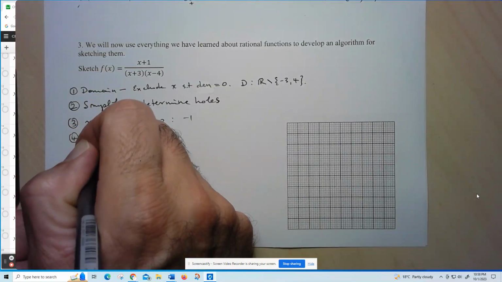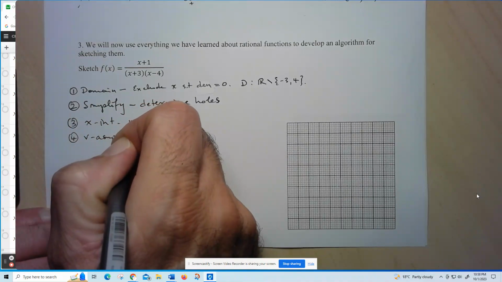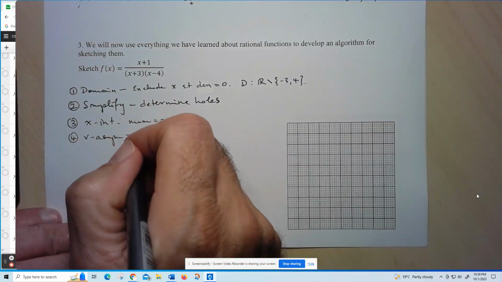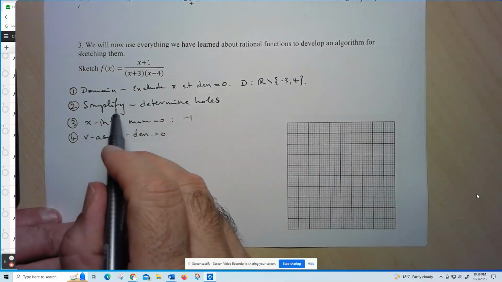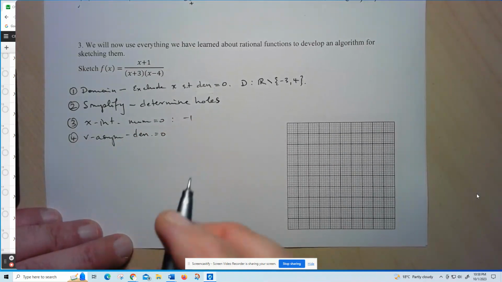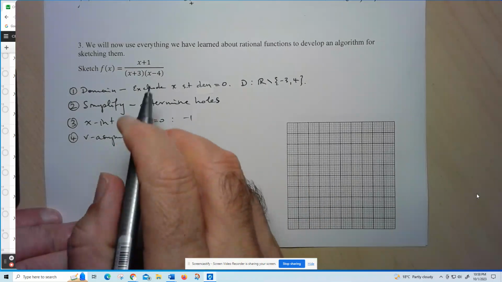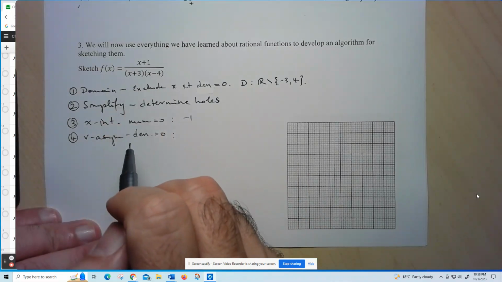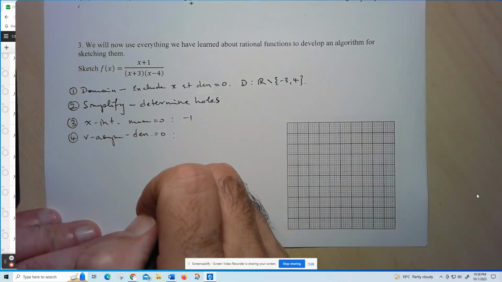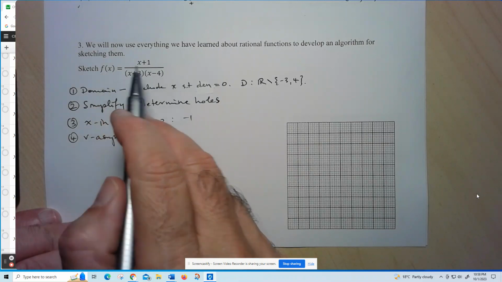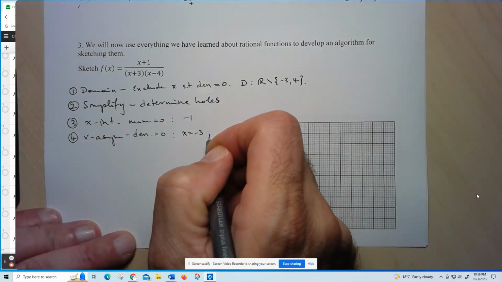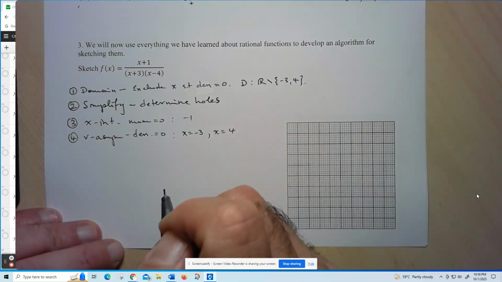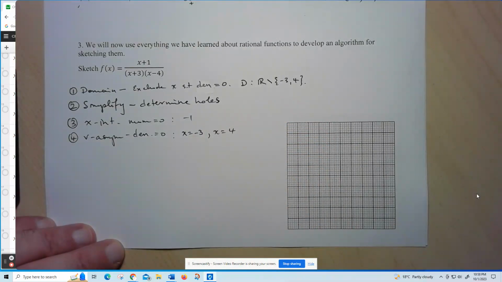Next, you can determine your vertical asymptotes. Here, this is where the denominator is equal to 0. Again, we're assuming that we've simplified already. So in this case here, our vertical asymptotes are, now this is where you need to be careful, a vertical asymptote is a line. So you can't just say -3 and 4. It's x equals -3, that vertical line. x equals 4. All right?